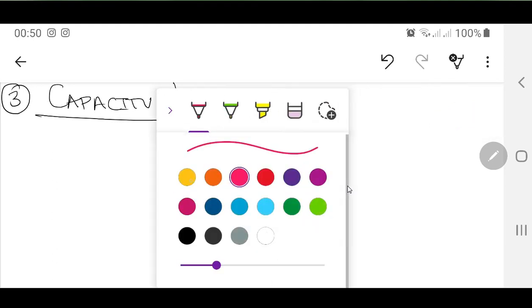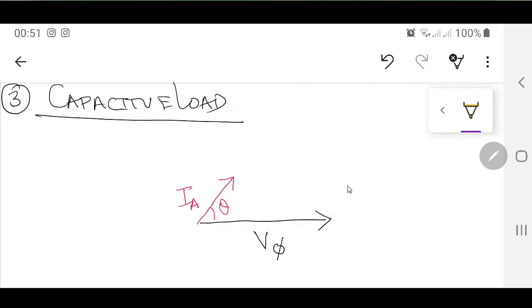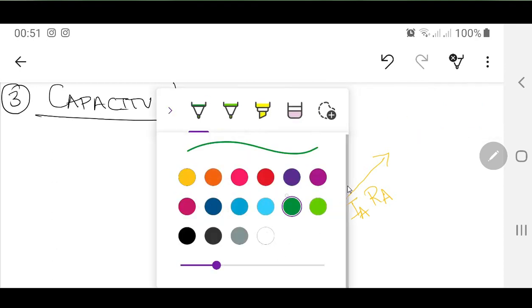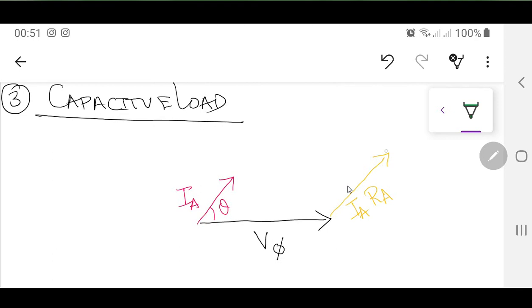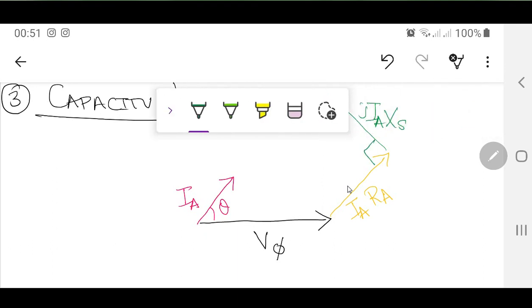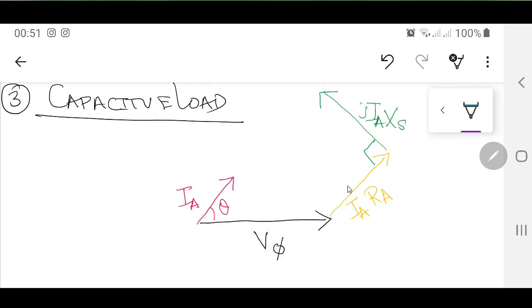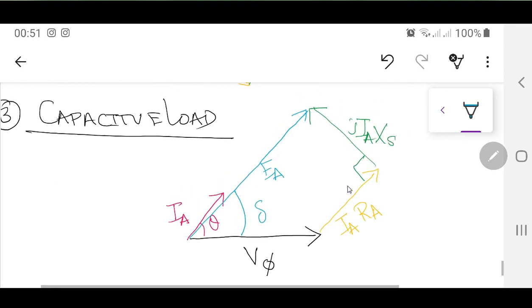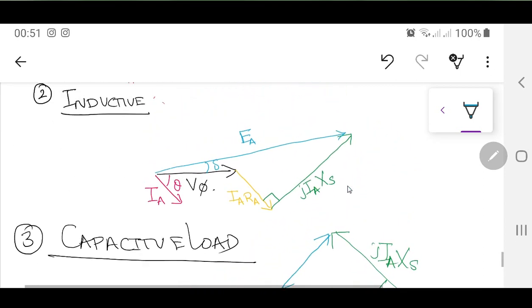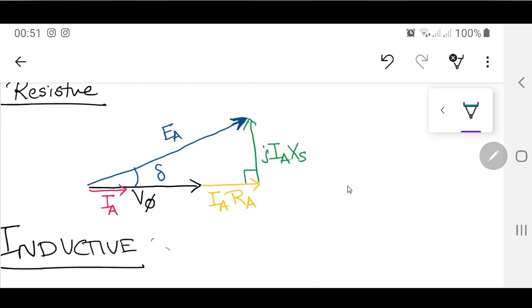And now this time when I'm going to draw the IA RA vector, this is going to be like this. This is going to be IA RA vector like this, and the JIA XS over here, this is going to be here like this. This is going to be JIA XS. This is going to be that 90 degree angle. And the last but the very important vector, which is actually going to be here, this is going to be that EA vector, which is this angle delta. So what you are seeing over here, this is the capacitive load, this is the inductive load, and this is the resistive load phasor diagram over here.